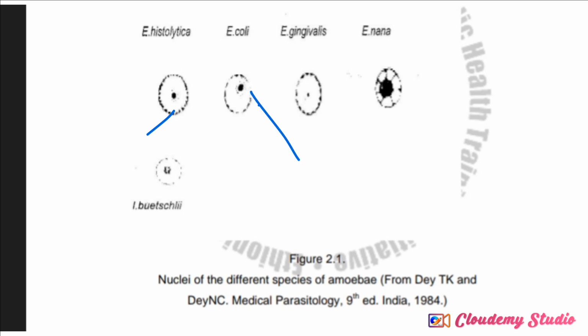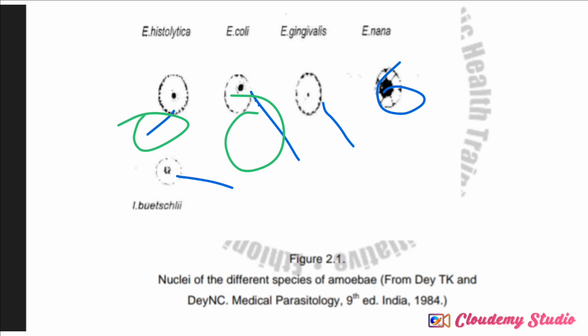Can you see? It is eccentric. For this one too, it is central. For this one, it is nearly central. Can you see? And for this one, it is central as well. So this is eccentric, this is central. This is eccentric. This is central. Understand?